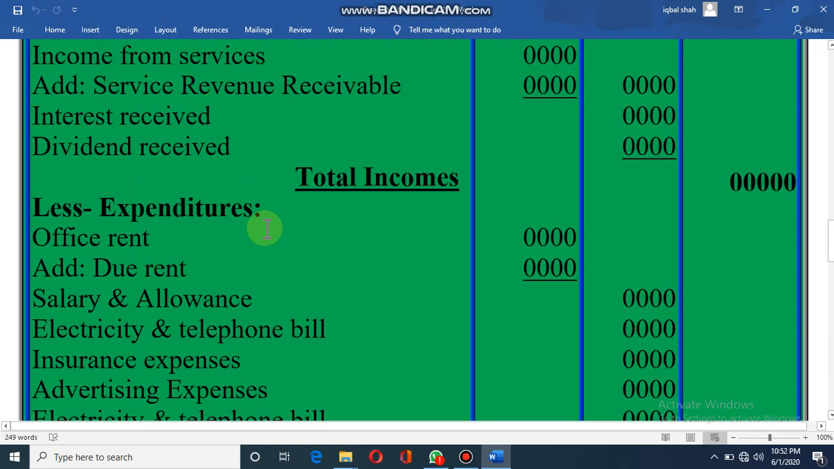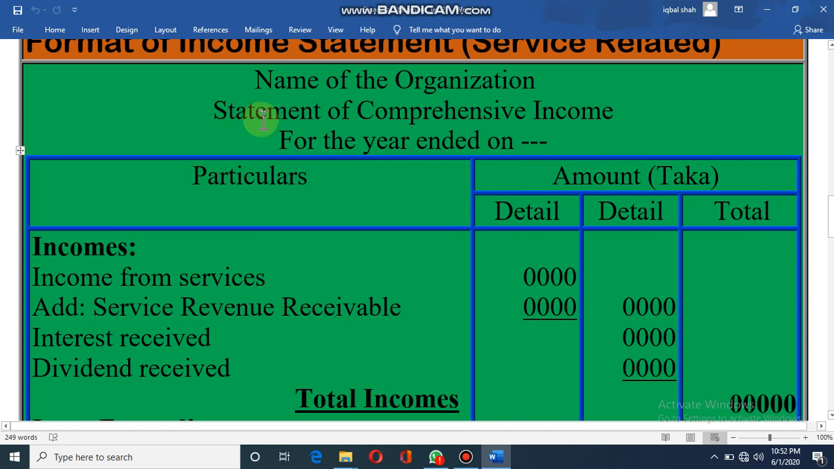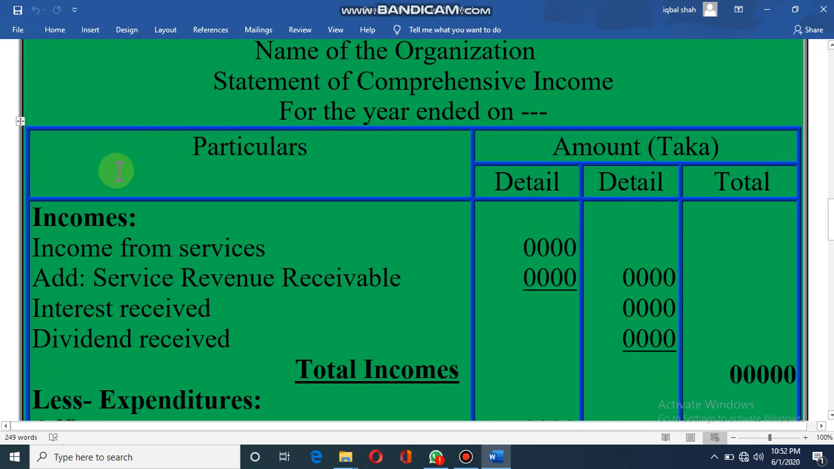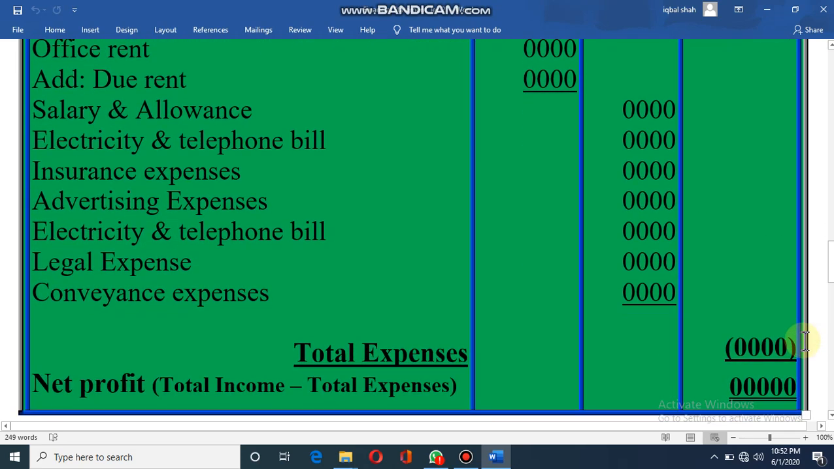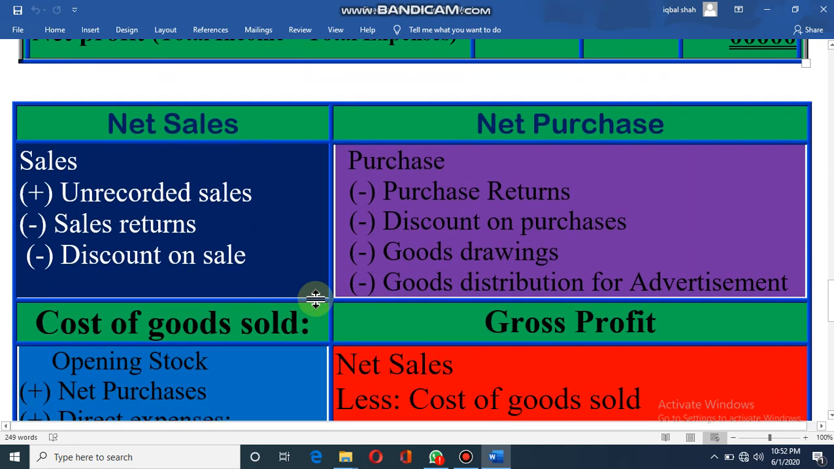Dear student, so you understand how you can find out the income or profit of a service related organization. Again I am telling you, total expenses will be subtracted from total income, then you will find the net profit. I hope you understand. Dear student, now some important elements of a merchandising business, how we can find out net sales.